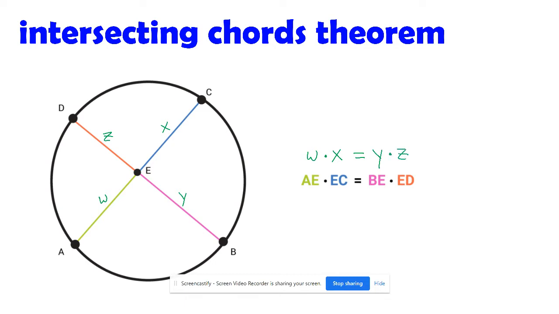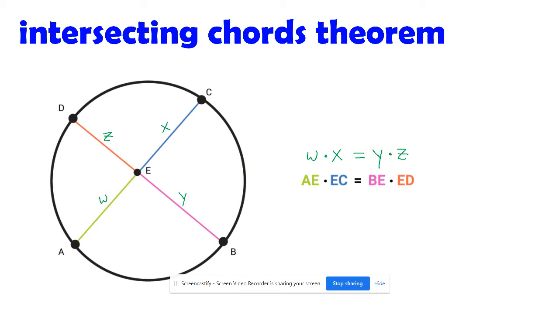So if you have two chords that intersect and they cut each other into two parts, then when you multiply the two parts of the one chord, it will be equal to what happens when you multiply the two parts of the other chord.